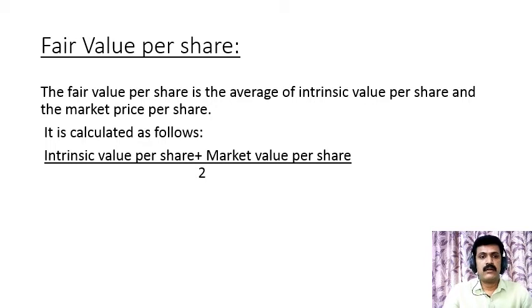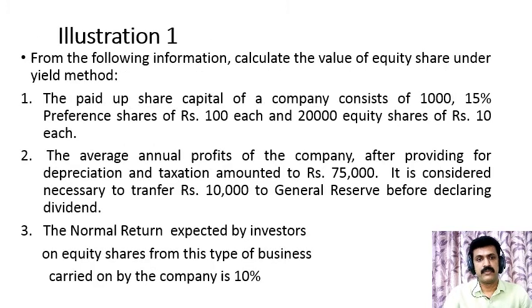Then the fair value per share. Fair value per share is the average of intrinsic value per share and the market price per share. It is calculated as follows: the average of intrinsic value per share as per the first method and market value per share as per the second method, divided by 2.